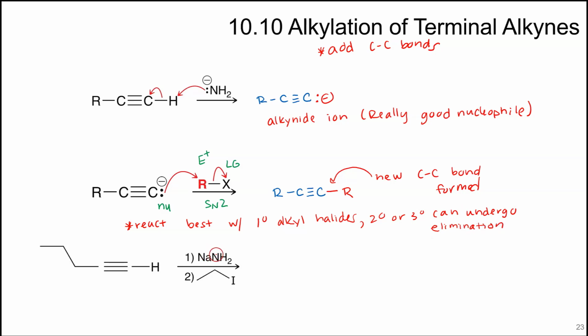So if we have this NaNH2, which is the base that we used up here, that will go fishing for this hydrogen. The electrons go on to there. And if you notice, the alkyne stays intact in all of these reactions. We don't lose the alkyne, it still is there. So that was step one. We form this alkynide, then we have ethyl iodide. We can do the nucleophilic attack. And then we've added two carbons and extended the chain.